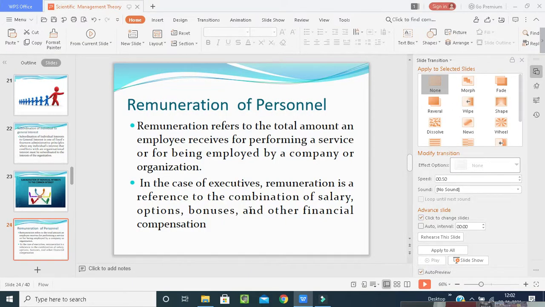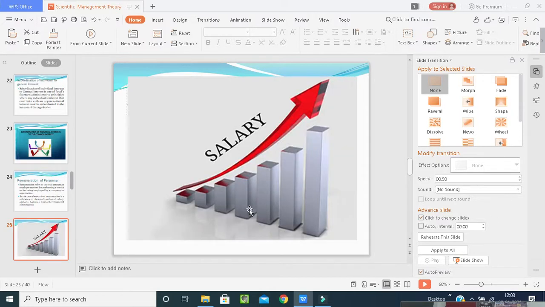Remuneration of personnel. Remuneration means salary. Personnel means employees. Remuneration refers to the total amount an employee receives for performing a service or for being employed by a company or organization. In the case of executives, remuneration refers to the combination of salary, options, bonuses, and other financial compensation. Remuneration means not only salary, there will be a hike in the salary.